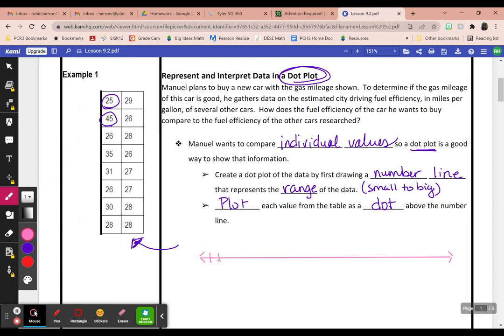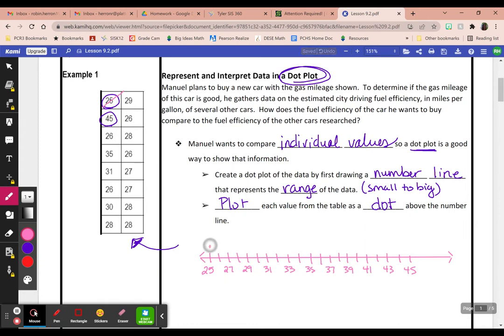So 25, 26, 27, 28, 29, 30, 31, 32, 33, 34, 35, 36, 39, 40, 41, 42, 43, 44, 45. Made mine a little big, okay? All right, so I'm going to start. I'm just going to do every other number so that it fits. 31, 33, 35, 37, 39, 41, 43, 45. Okay. And then we're just going to go over here, and literally every time we see a number, I usually like to either cross them off or check them so that you know you've used it. And you're just going to put a dot right above that number.